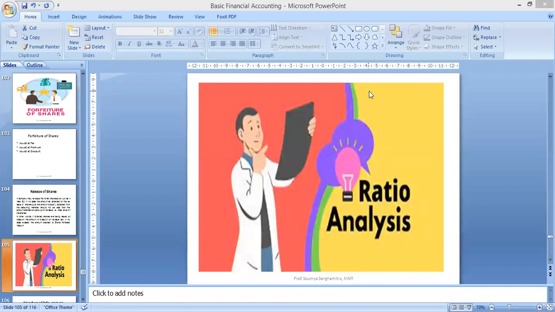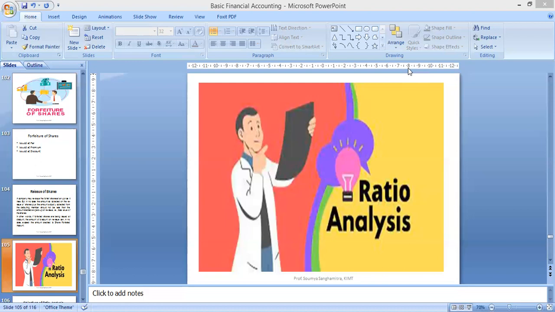Today we are going to discuss ratio analysis. First, the meaning. Ratio may be defined as an arithmetical expression which shows the relationship of one number to another, such as A is to B, or as a simple fraction, decimal fraction or percentage. Ratio uses two numbers and is obtained by dividing one number by another, and it expresses one number in terms of another.